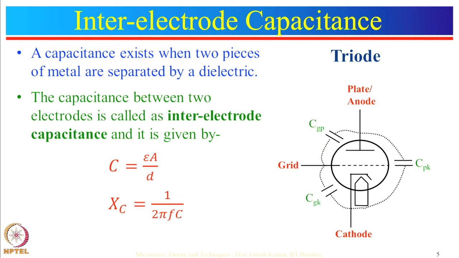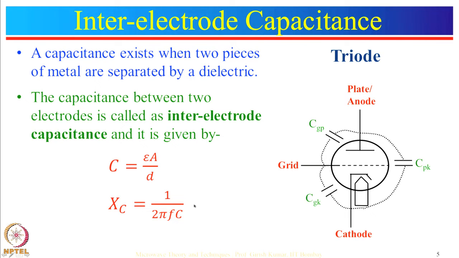Generally, the capacitance of two plates separated by a dielectric is given by C is equal to epsilon A by D, where epsilon is the dielectric constant of the material, A is the area of the plates and D is the distance between the plates. And the capacitive reactance is given by Xc is equal to 1 upon 2 pi F C. That means Xc is inversely proportional to frequency. So, as frequency increases, capacitive reactance decreases. And at microwave frequencies, this capacitive reactance can be approximated by a short circuit.